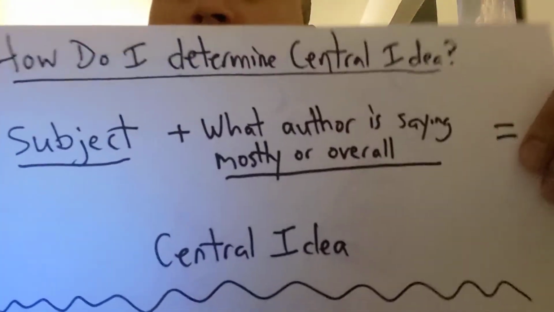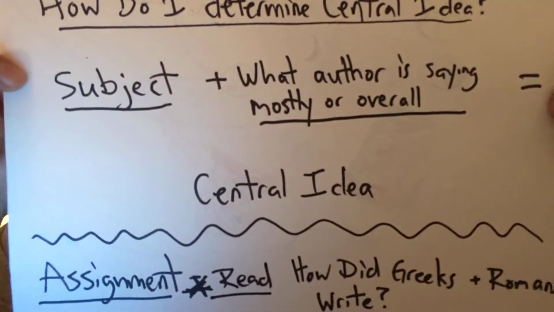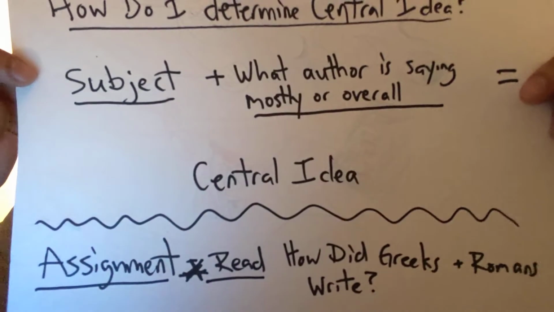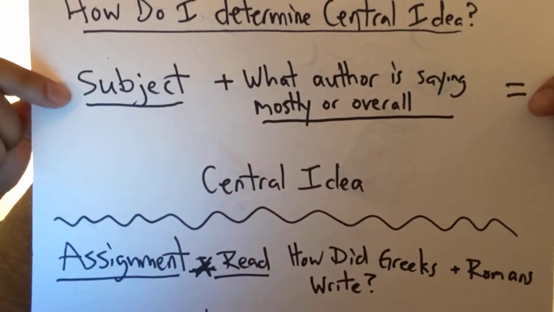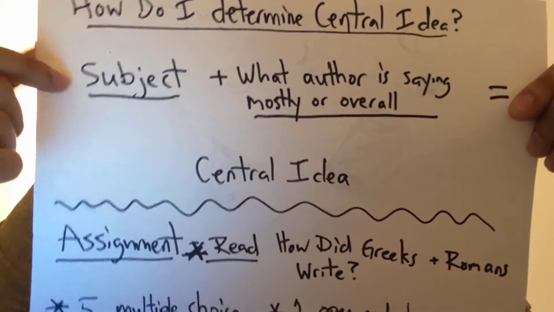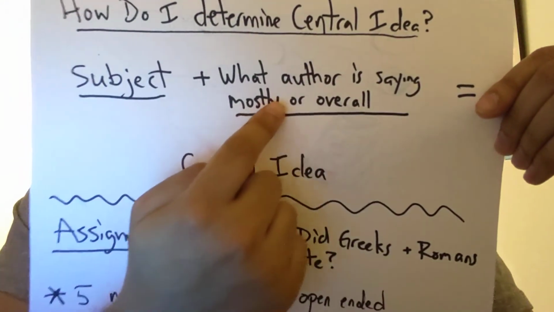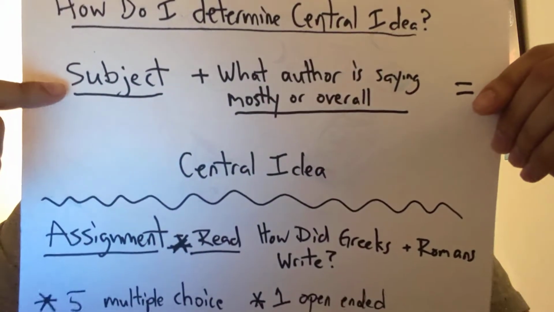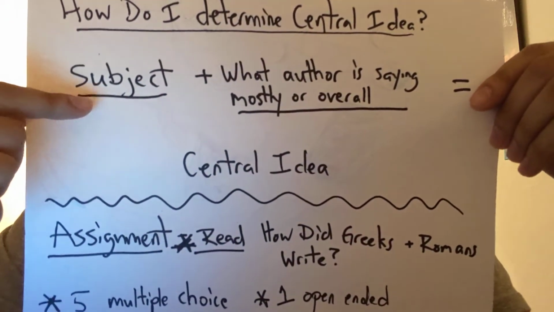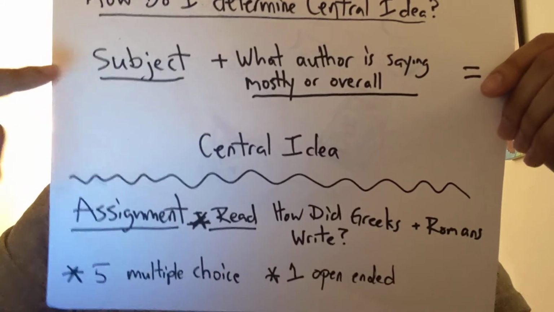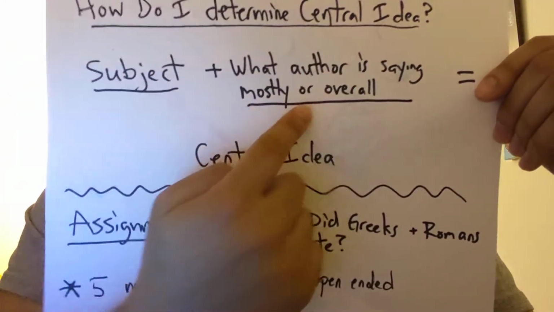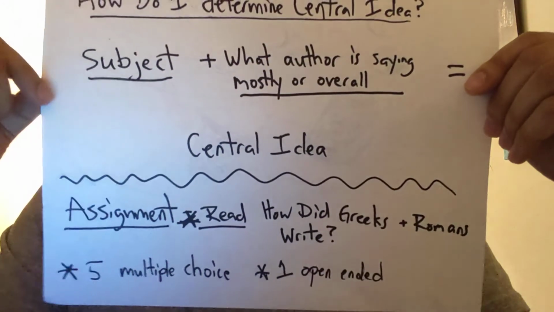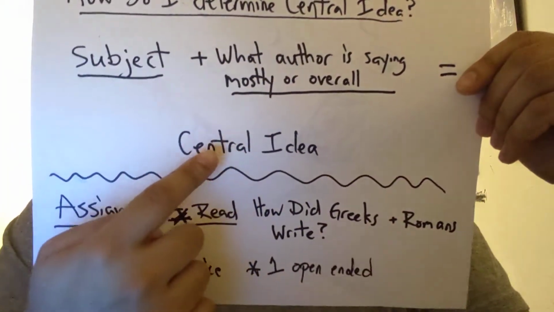So how do I determine the central idea? If I were to ask you what is the central idea of this text, what would you say? You would have to take the subject of what is being spoken about in the article and add on to it what the author is saying mostly or overall about the subject. So the central idea about the article is how blank does blank. So what is the subject and what is the author talking about mostly or overall? When you add these two things together, you get your central idea.